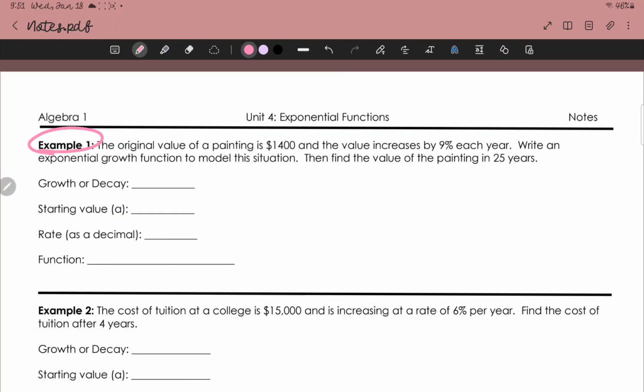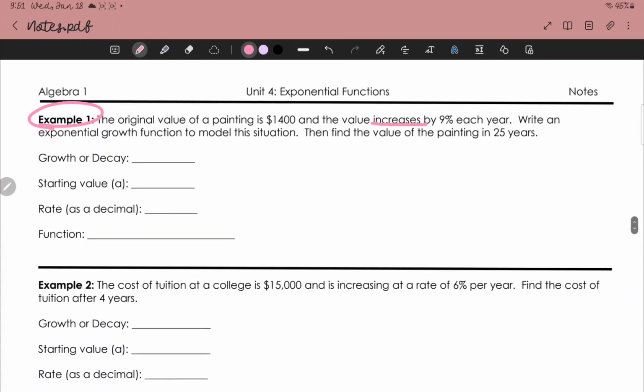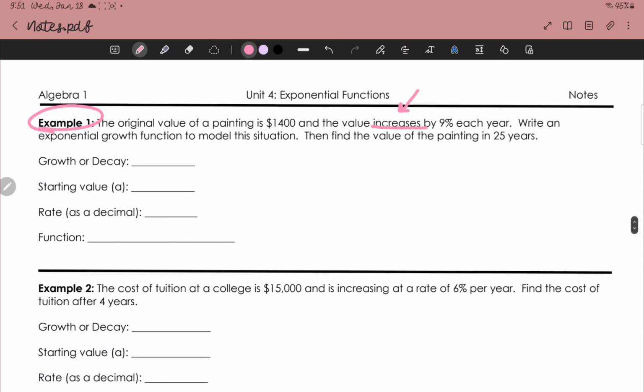Example 1 says the original value of a painting is $1,400, and the value increases by 9% each year. If you notice, I said increases. They specifically told me it's increasing, which represents growth, which means my function should be a growth function. It's increasing by 9%. It told me how much it's increasing, which is my growth rate. This tells me I should be using the formula for exponential growth.